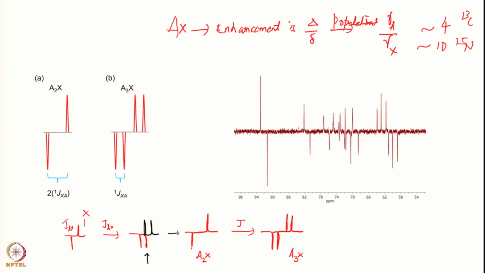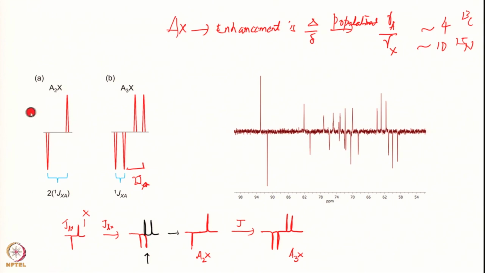We still have the positive negative signals, and the total separation from here to here is of course 3 times JAX, because there are 3 couplings. From here to here should be 3 times JAX. This is 1 JAX, and from here to here is 2 times JAX. These are one bond couplings, remember, XA, therefore there is a total of 3 bonds. So the A3X spin system will appear in this manner, A2X will appear like this, and this is again a disadvantage for the INEPT sequence because the middle line is gone.